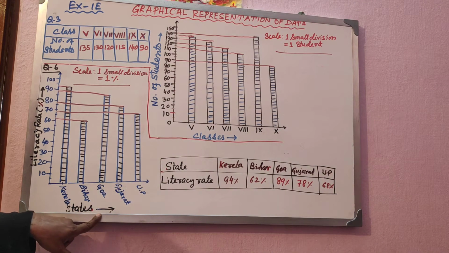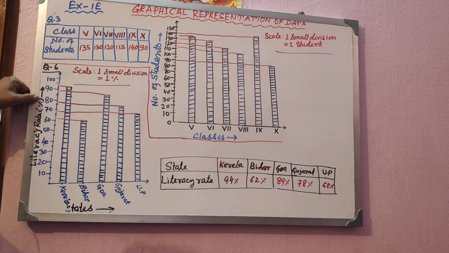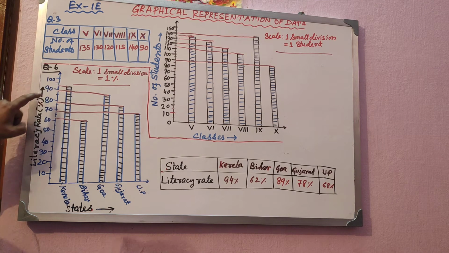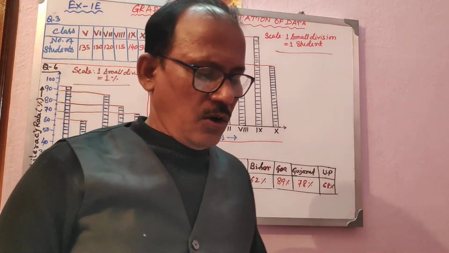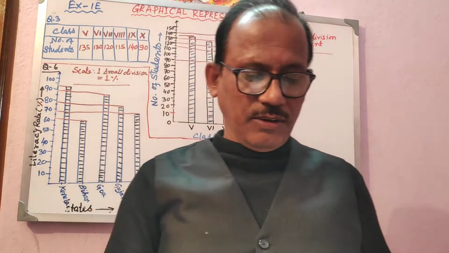The horizontal column, the names should be written properly with the arrow, and the vertical column, the names should be written properly with the arrow, and the unit also should be written. Here, all the literacy rate up to 98, 94% it is, because you have written the percentage in brackets. This way you have to do it. Okay, I hope you have understood this.